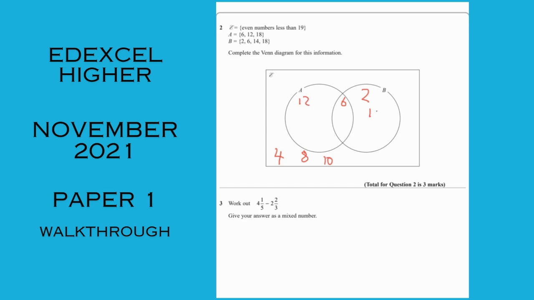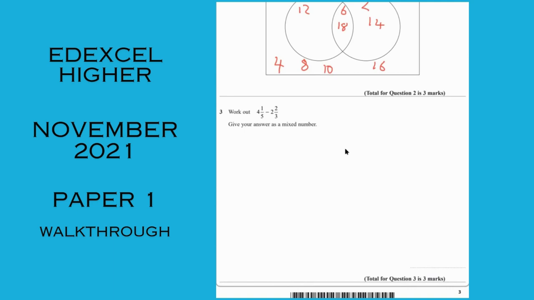14 is in list B only. 16 is in none of them. And 18 is in both of them. Just double check you've got the right 1, 2, 3, 4, 5, 6, 7, 8, 9. And because it's up to 19, not 20, I'd expect 9 numbers in my Venn diagram, not 10.